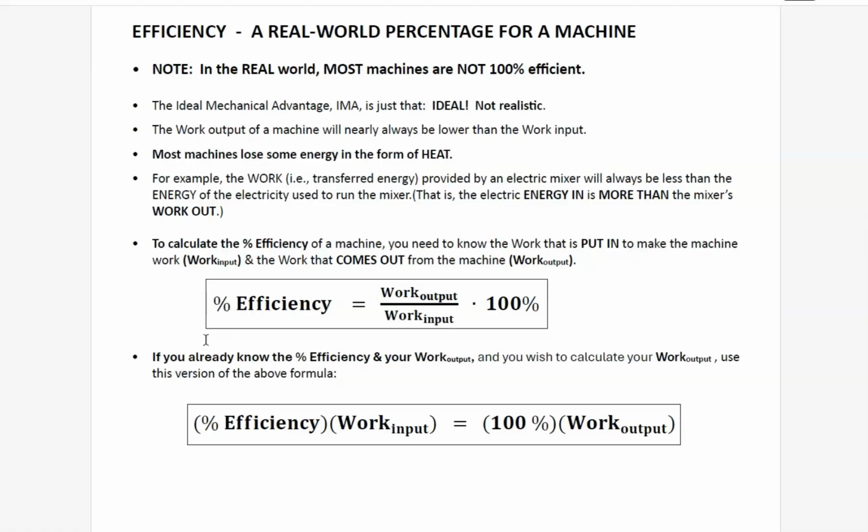So if you know the efficiency and you want to figure out how much input work you have to put in to get a certain amount of output, well, it's the percent efficiency that you might know for that machine times how much work you have to put in equals 100% times the work you will get out. So if you knew the work output, you could easily calculate how much input work you have to put in, and vice versa.